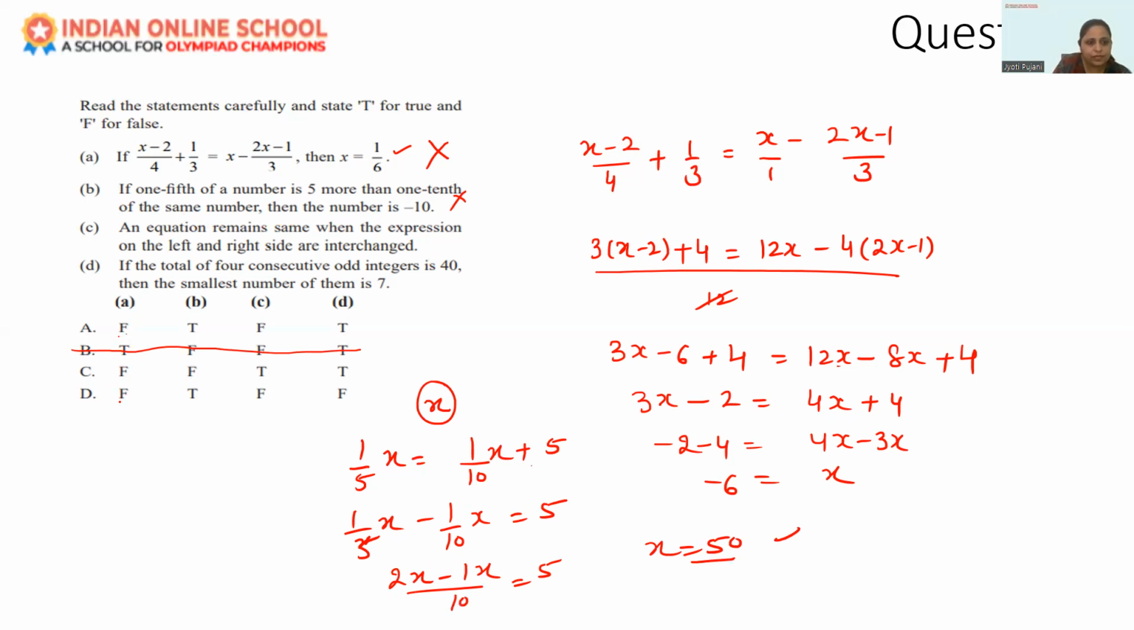A is false, B is false. So where is the option? C option. A is false, B is false. Okay.